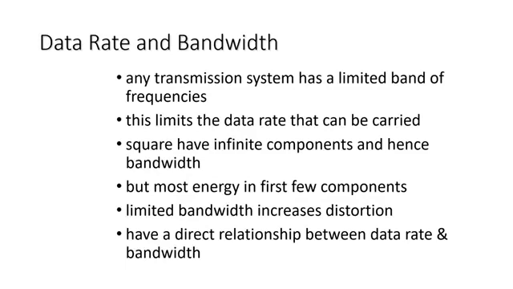Although a given waveform may contain frequencies over a very broad range, any transmission system will be able to accommodate only a limited band of frequencies. This, in turn, limits the data rate that can be carried on the transmission medium. A square wave has an infinite number of frequency components, and hence an infinite bandwidth. However, the peak amplitude of the kth frequency component, kf, is only 1/k, so most of the energy in this waveform is in the first few frequency components.